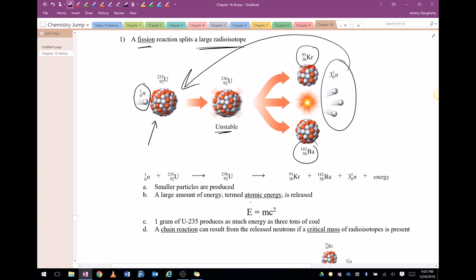Now, this causes a release of energy because of E equals mc squared. This shows the relationship between mass and energy, and how mass can be converted to energy.